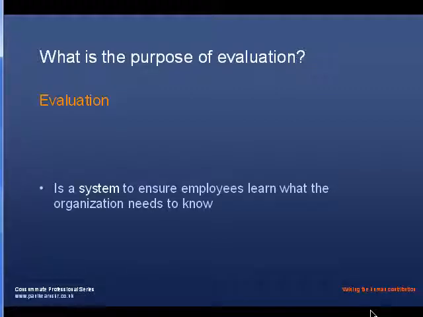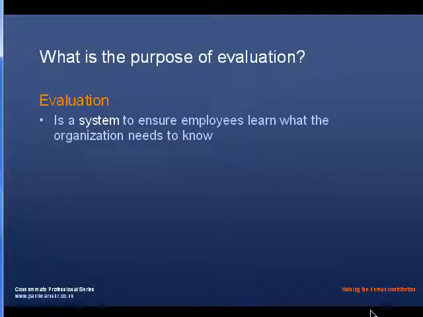The first of these is that evaluation has to be part of a complete system. The system's purpose is to ensure employees learn what the organisation needs to know. Probably the best way to think of a system is like traffic lights, red and green. An evaluation will say some types of learning, some types of training and development programme do not fit the system, so there'll be a red light, and others will pass and they'll get a green light. So evaluation is a key part of the learning system.